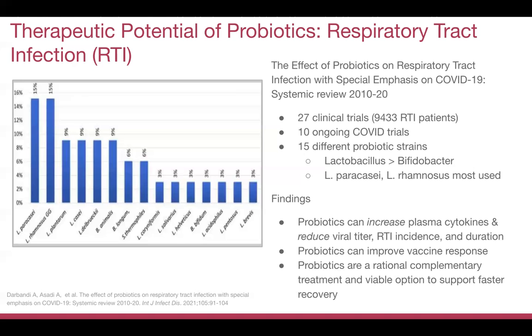The review found that probiotics could significantly increase plasma levels of a variety of cytokines, like IL-1 beta, IL-6, IL-8, IL-12, IL-5, IL-10, and TNF-alpha, and also increased influenza vaccine effectiveness as well as patient quality of life during respiratory tract infections. Probiotics were also found to reduce viral titers and also found to reduce the incidence and duration of respiratory infections.